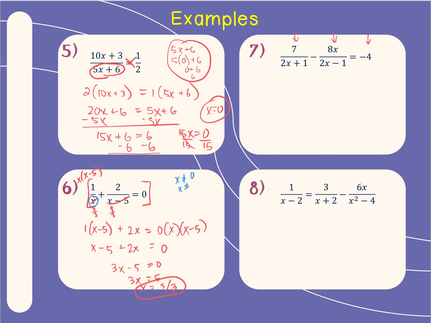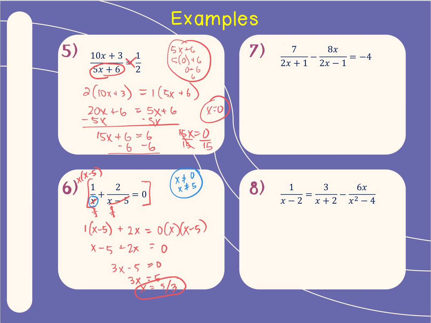X cannot equal 0, and x can actually not equal 5. These would be the 2 values that if my final answer were one of those, that's what would be extraneous and lead to no solution there. Continue doing the same thing over here in problem 7.